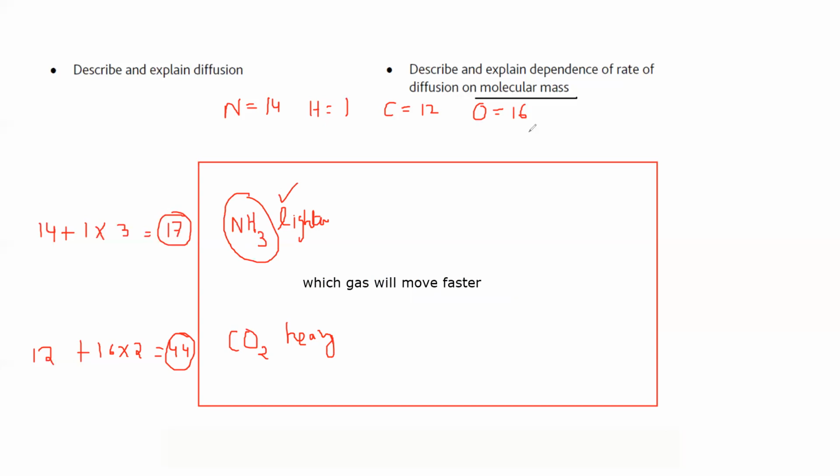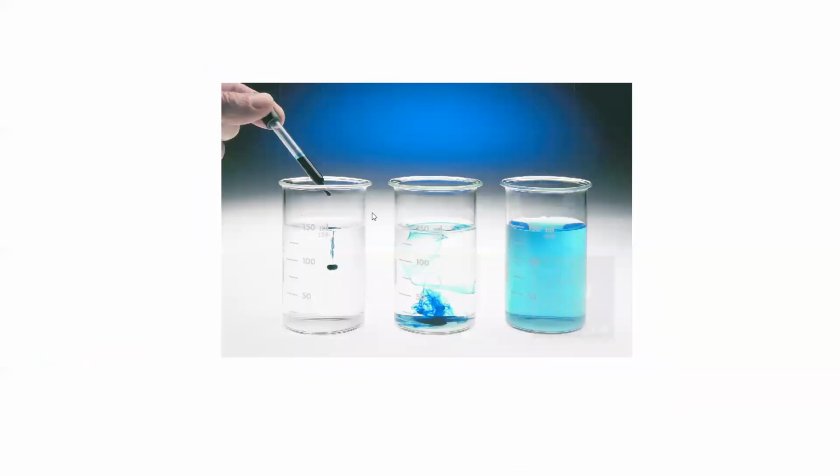Is it clear? How to find the molecular mass? Just add the mass of individual atoms multiplied by number of atoms, you'll get the molecular mass of that compound. If both gases have the same mass, they will diffuse at the same rate. The lighter one will diffuse faster.